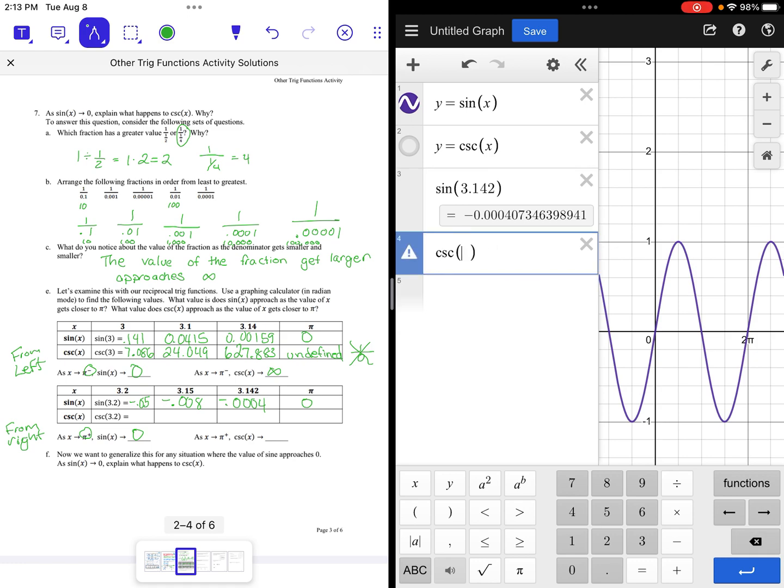Well, knowing what we talked about on the previous problem, since sine is negative, I would bet cosecant is negative. And you should notice, okay, so we got negative 17.1. And then if I move to 3.15, I get negative 118.94. And 3.142, I get negative 2,454.9. So you should notice that our values are getting, and if I put in pi itself, we've already done that, that's undefined. Our values are getting more and more negative. So when that happens, we say the value is approaching negative infinity.